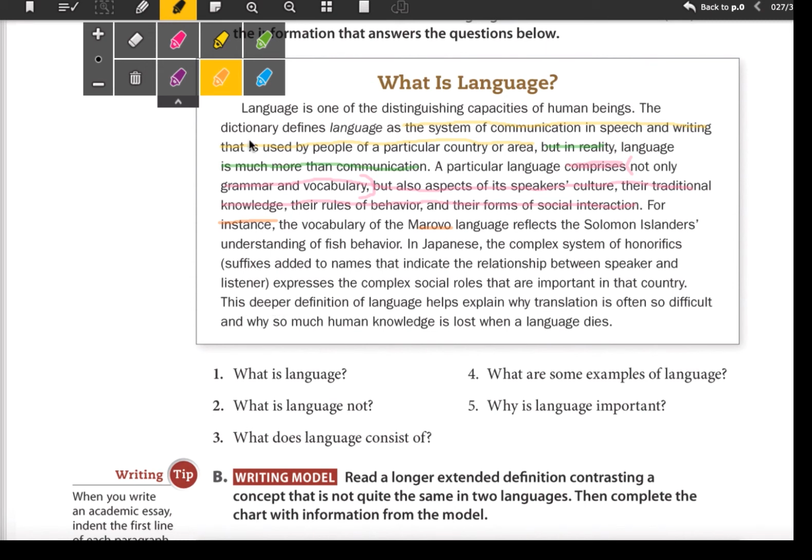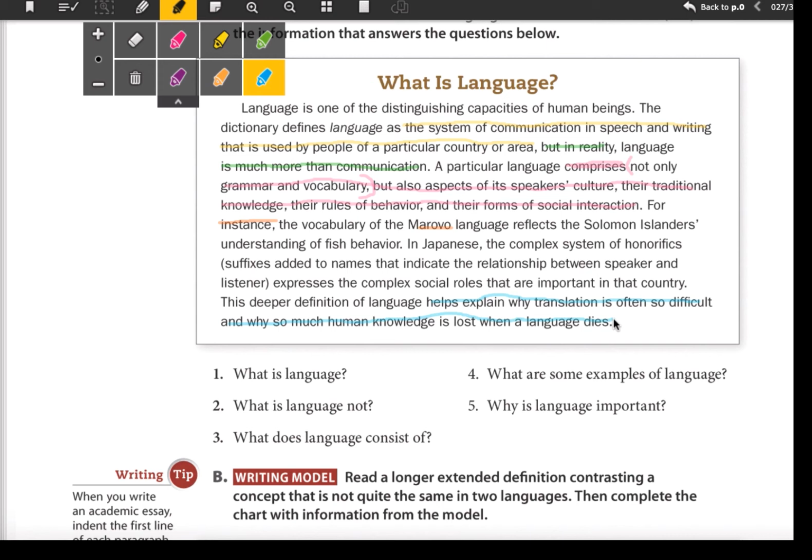The deeper definition, I'll put that in blue, the deeper definition of language helps explain why translation is so difficult and why so much human knowledge is lost when language dies. That's why language is so important. So here you have an example.